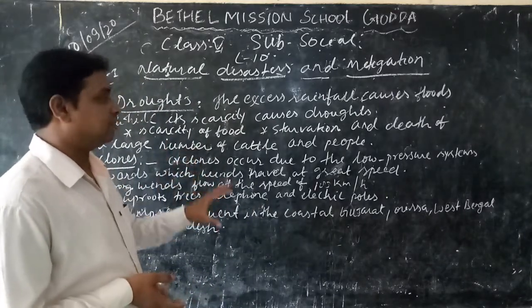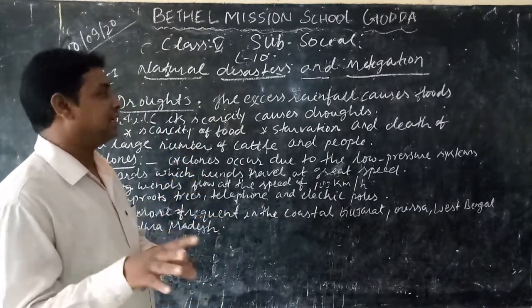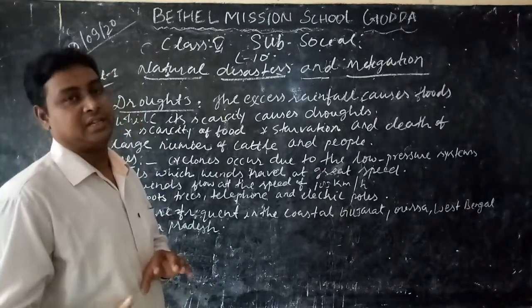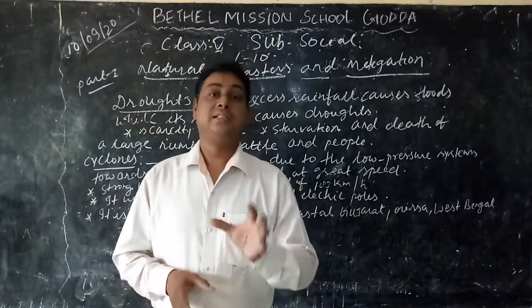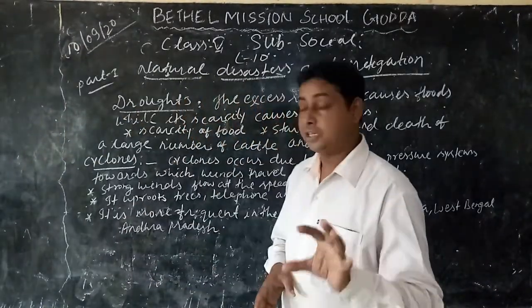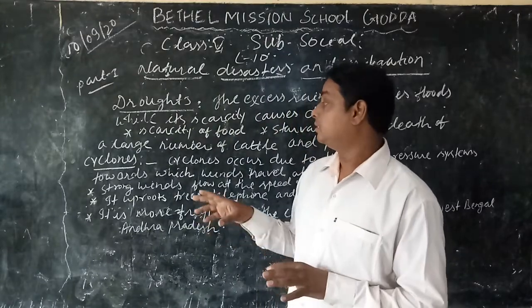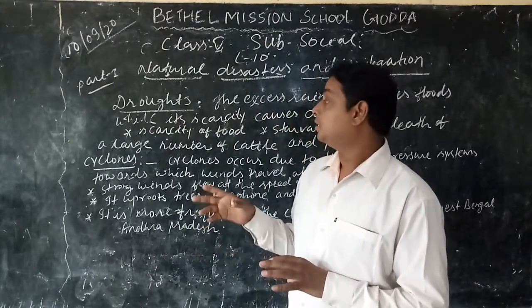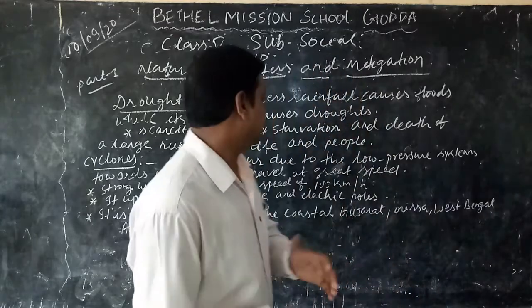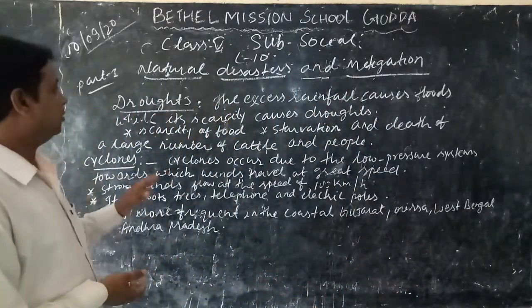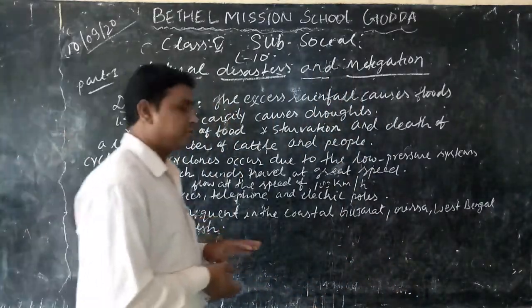Due to scarcity of food and starvation, a large number of cattle and people die, and they suffer from malnutrition. People begin to die. So that is drought. The next topic we'll talk about is cyclones.